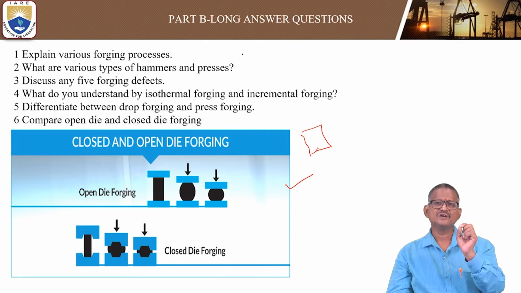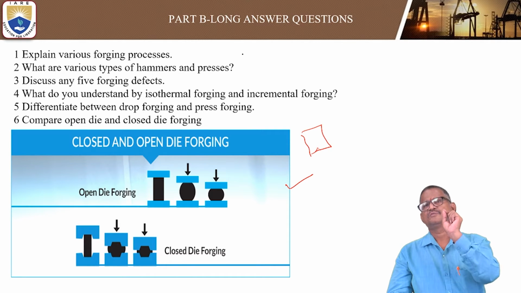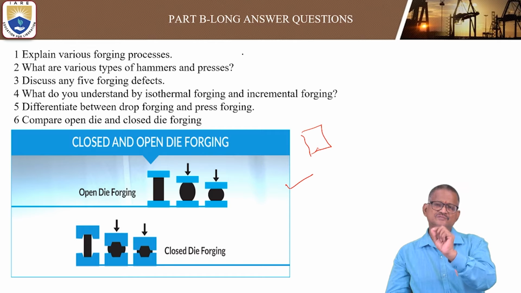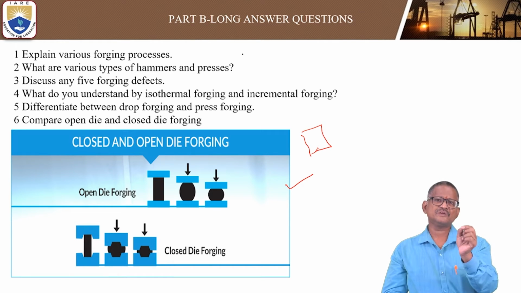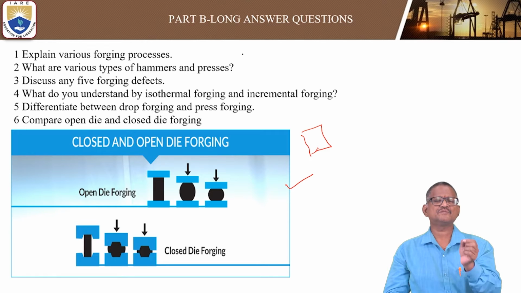First of all, you write that hammers and presses come under the forging techniques. Forging comes under the metalworking or mechanical working process. Then you can list the different types of hammers: sledgehammer, ball peen hammer. So a variety of hammers are there.